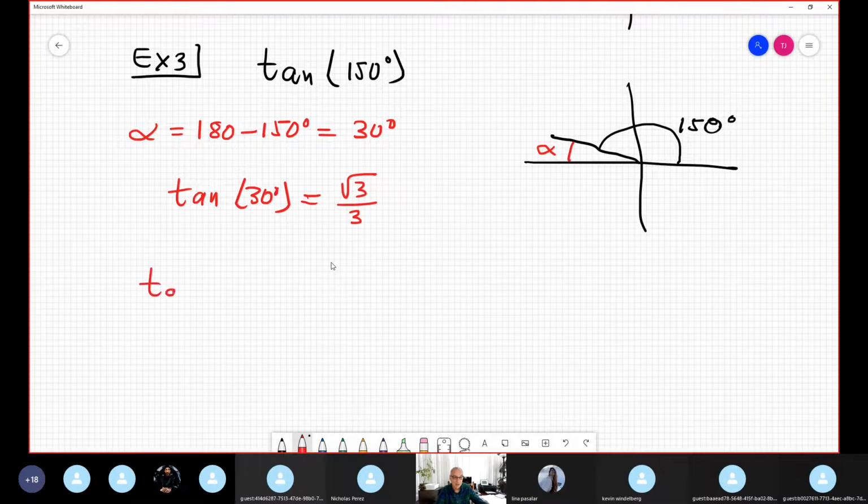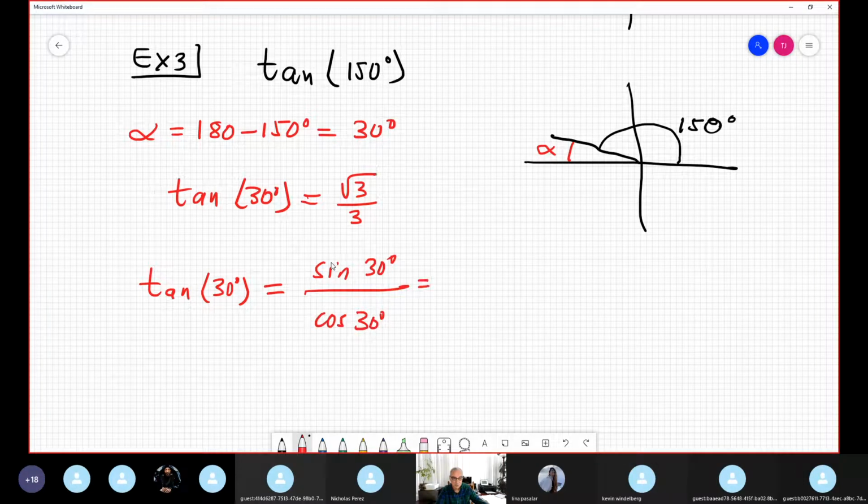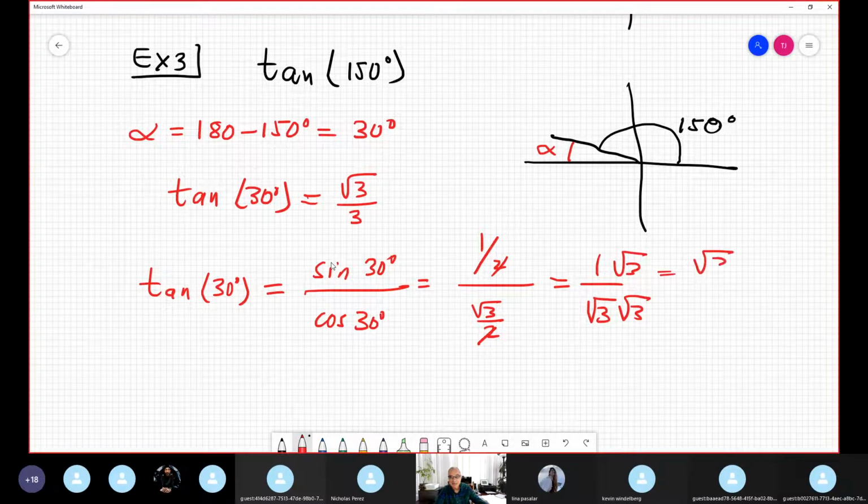So, I know the famous trigonometric tangent identity. Tangent 30 degrees is equal to sine 30 degrees divided by cosine 30 degrees. I only memorize that sine is 1/2 and cosine is radical 3 over 2. Now you cancel out the 2. We have 1 over radical 3, and when you rationalize, radical 3 over 3. This is tangent 30 degrees. So tangent 150 has the same value, radical 3 over 3, but it is negative.